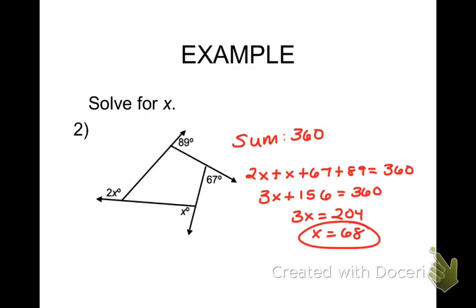Okay? So exterior sums will always be 360. Your interior may not, depending on how many sides it has. So you have to remember whenever it's an interior example, you have to do n minus 2 times 180 first before you set that equal to it. Okay?